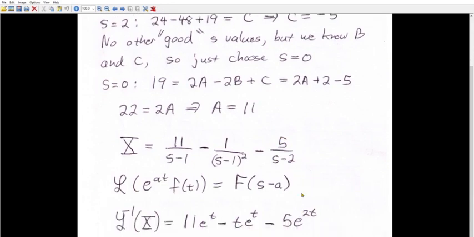Now this piece we recognize is going to 5e to the 2t. This piece goes to 11e to the t. This one is a shift. 1 over s squared goes to t, and we're just shifting that. So we're going to go to t e to the at, and a is 1, so we've got a te to the t, and our final answer is 11e to the t minus te to the t minus 5e to the 2t.